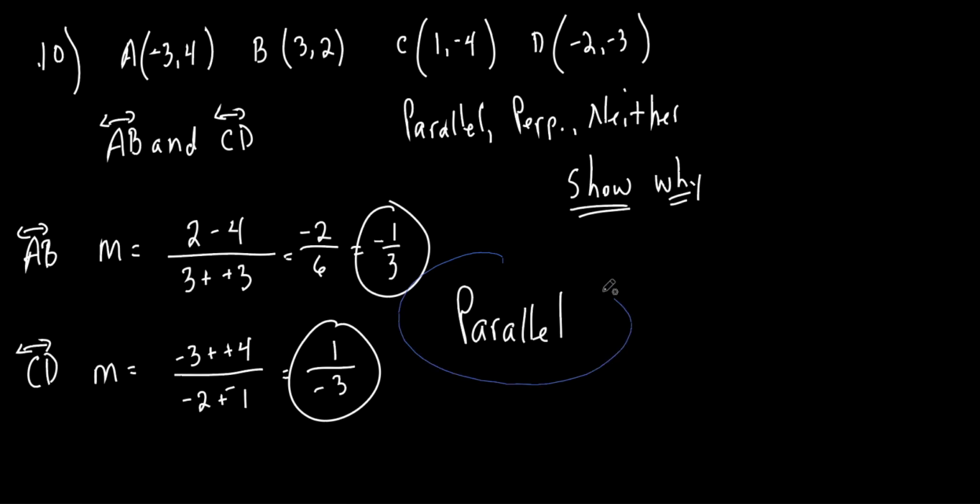And that's your answer, technically, but this is your why. This is why they're parallel. I need to see that both slopes are negative 1/3. If all you do is write parallel for your answer, even though that's correct, you're not going to get it right. Everybody got that? All right. So that's number 10 on the quiz. It's only one problem, so it's not that big of a deal if you get it wrong, but it's good to know.